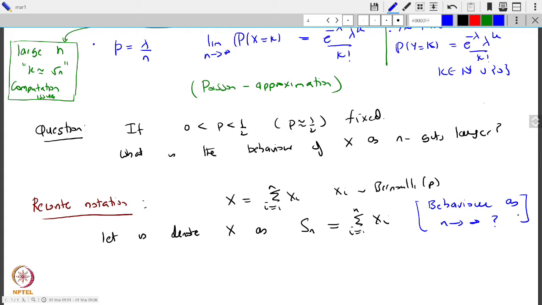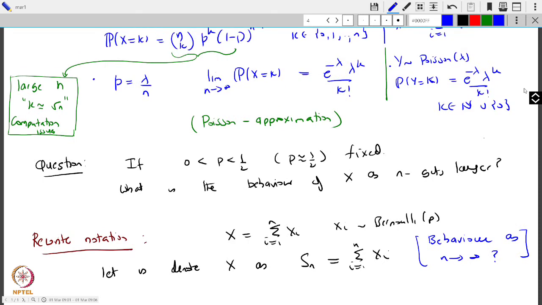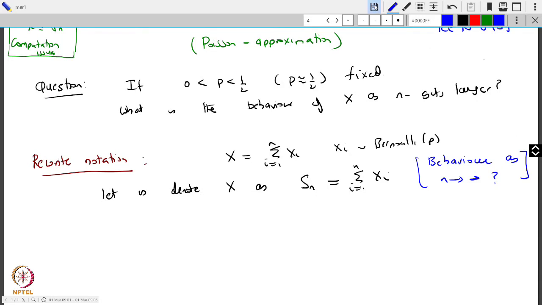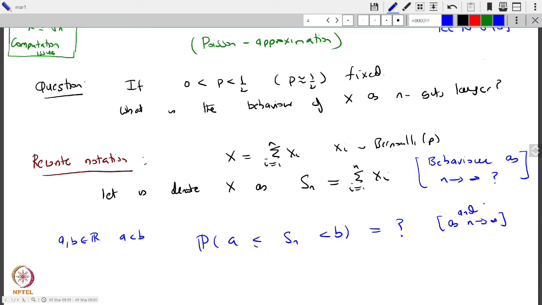In the Poisson approximation case, I took the probability X equals k for a fixed k. That's why I approximated. So here, let me do the following. Let's take a and b real numbers, a less than b, and I want to understand the chance that a is less than Sn is less than b. And again, the behavior as n goes to infinity. Suppose I want to understand this.